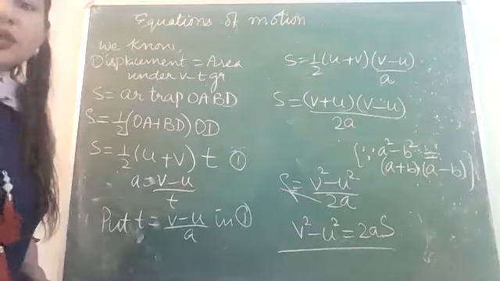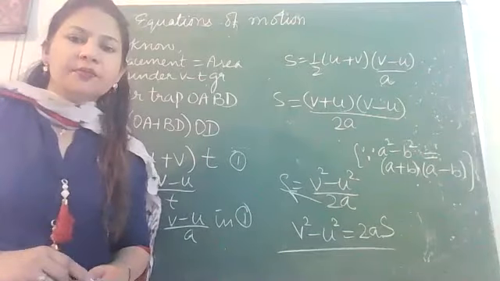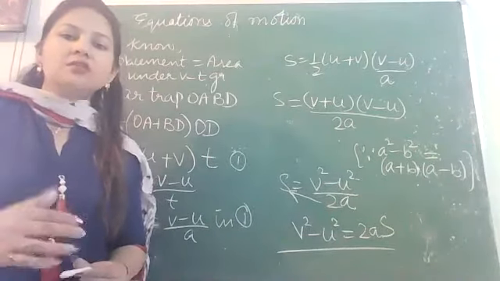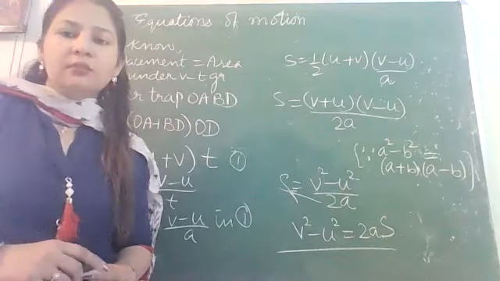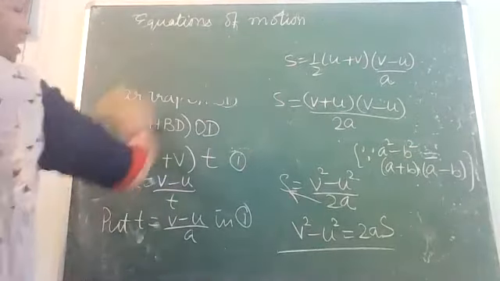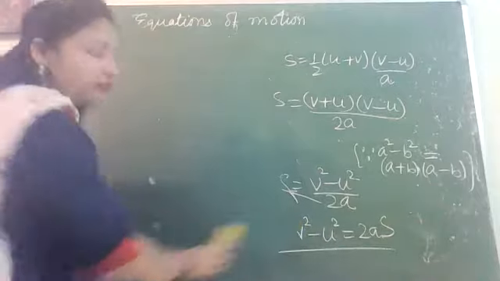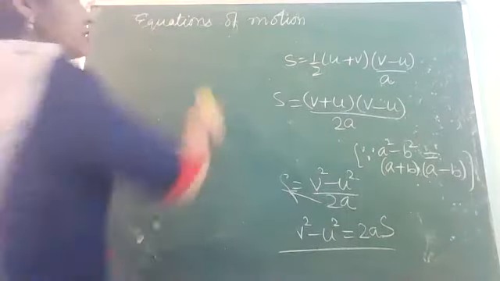Is that clear, students? These three equations, their proofs are clear to you. Now, the last topic of the chapter, we are going to do uniform circular motion. And tomorrow we'll do the exercise. So keep your NCERT with you tomorrow, right?